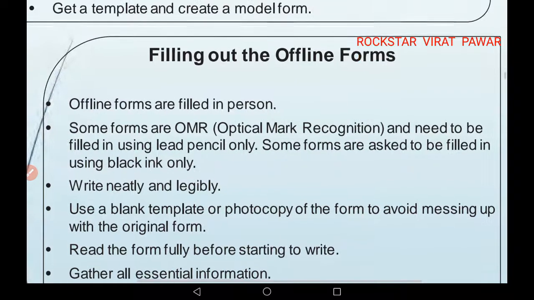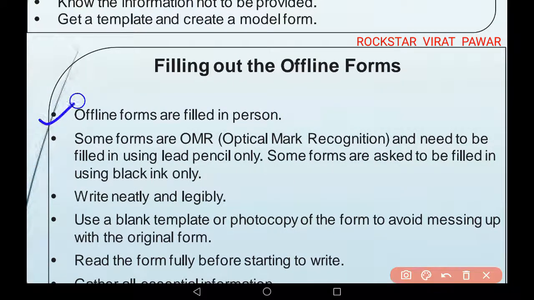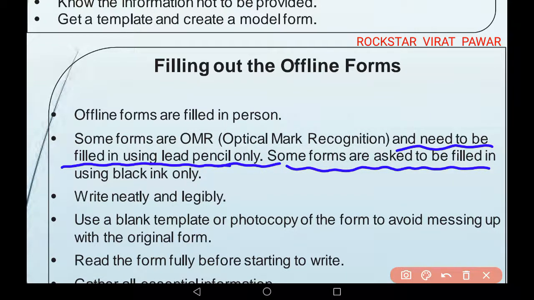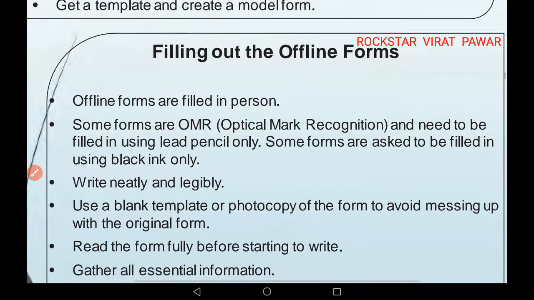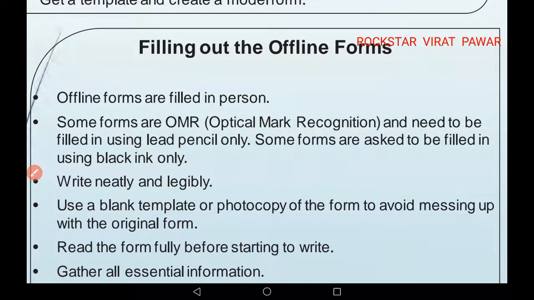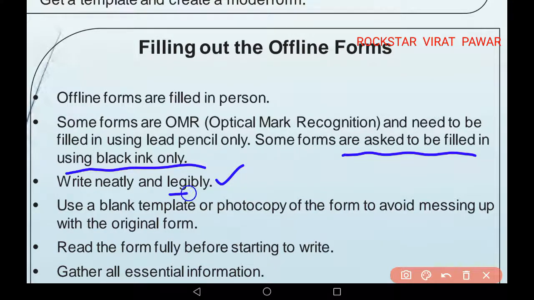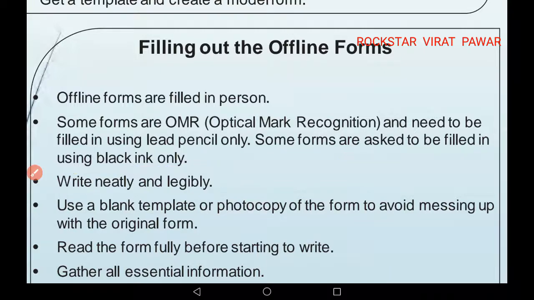Filling out offline forms: offline forms are filled in person. Some forms are OMR, that is optical mark recognition, and need to be filled in using lead pencil only. Some forms are asked to be filled in using black ink only. We have to know which type of ink is allowed to fill that form. If it is in the offline process, writing neatly and legibly is also important.